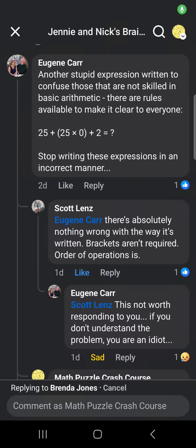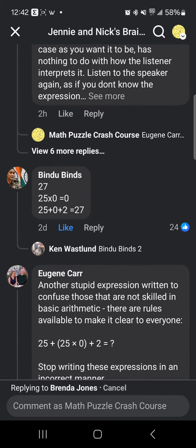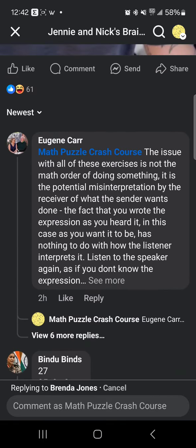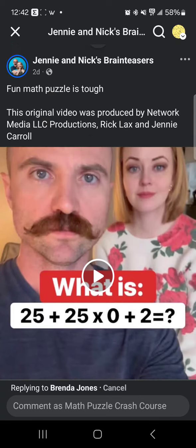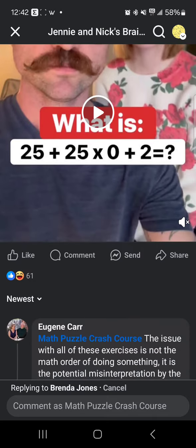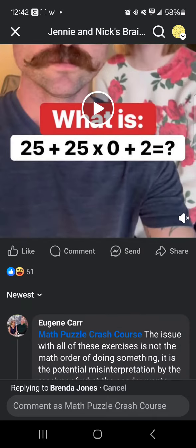All right, I just wanted to review again this problem. There's a problem here on Facebook that's really not that difficult. It was a problem that I saw here. This one's from Jenny and Nick's Brain Teasers, but it's 25 plus 25 times 0 plus 2.